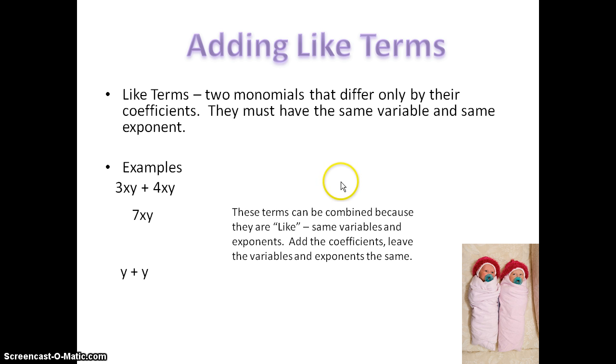Alright, so then you have two like terms here. You have y plus y. Okay, you can add those together since they are like. The coefficient, it's not written there, but it's assumed to be 1. So really you're just adding 1 plus 1, which gives you 2. You're going to have 2y.